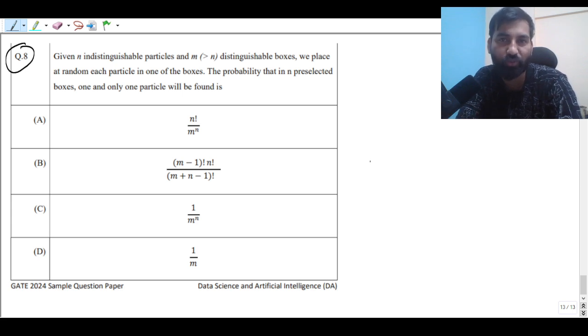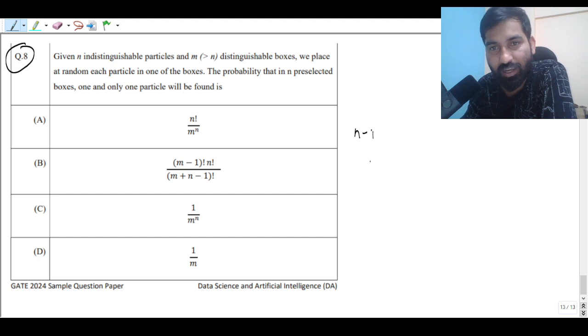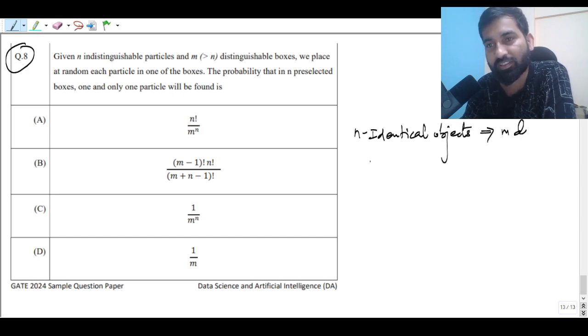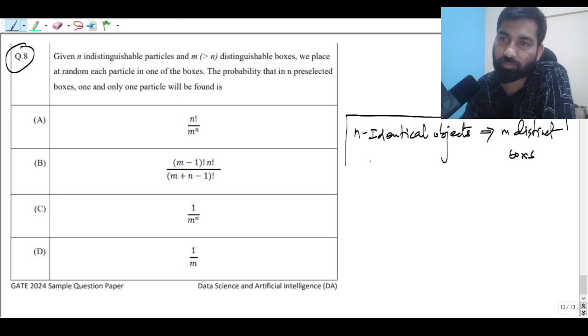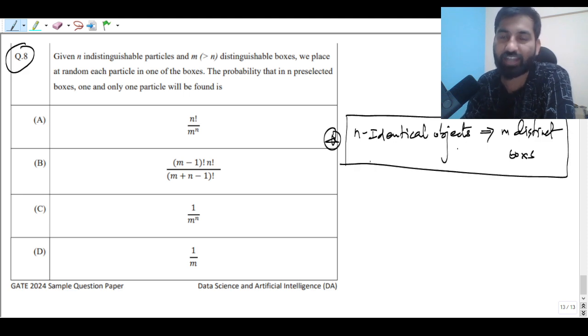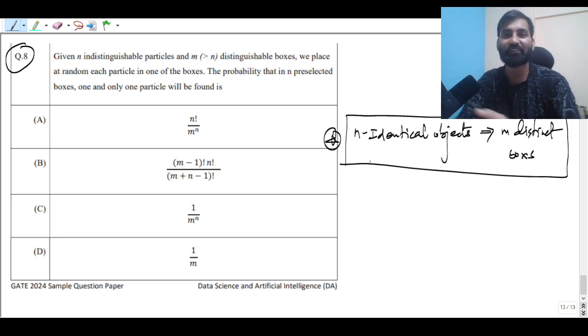And here we have to distribute the objects into the boxes, and they have given that the objects are identical. So you can say n identical objects you have to distribute into m distinct boxes. So this question was based on, let me write here, n identical objects into m distinct boxes. So this will give you the total number of ways in which you can distribute n identical objects into m distinct boxes.